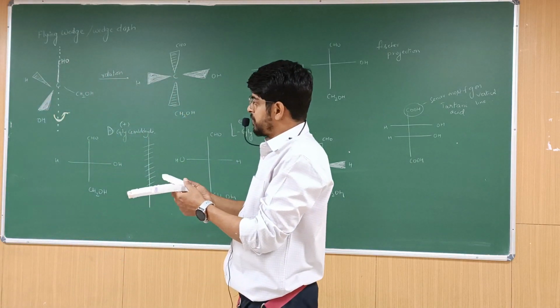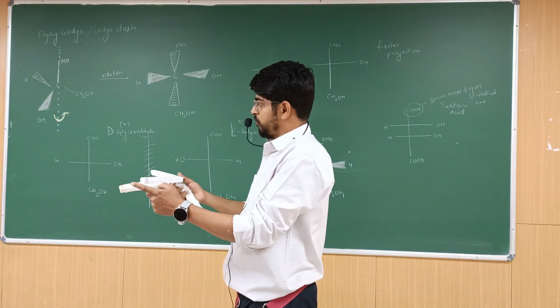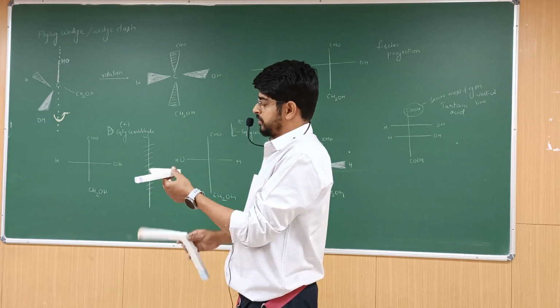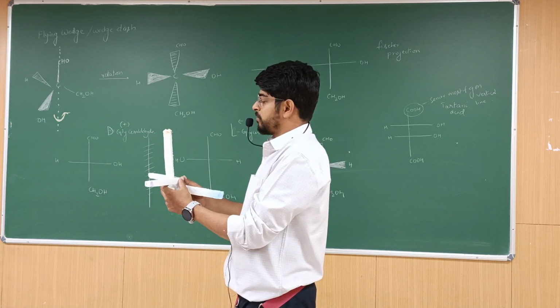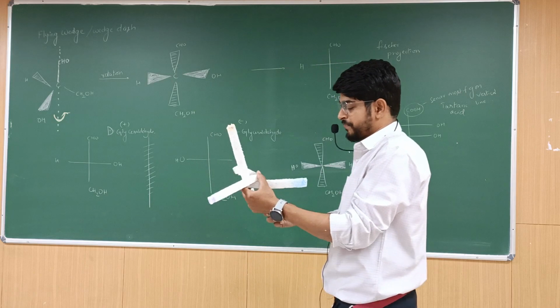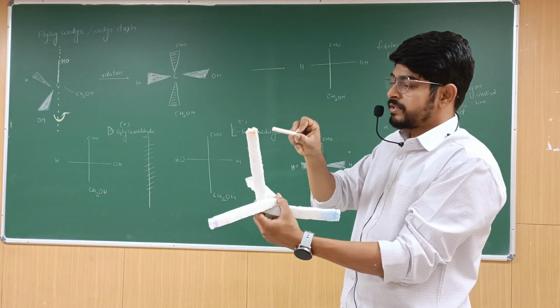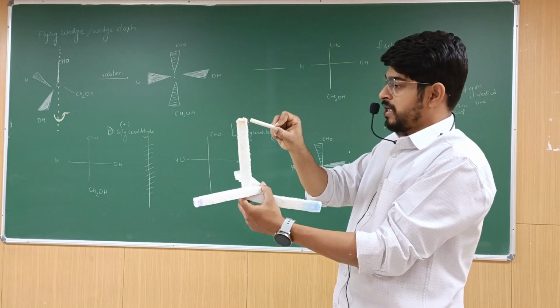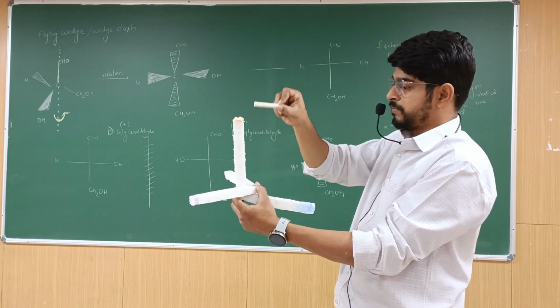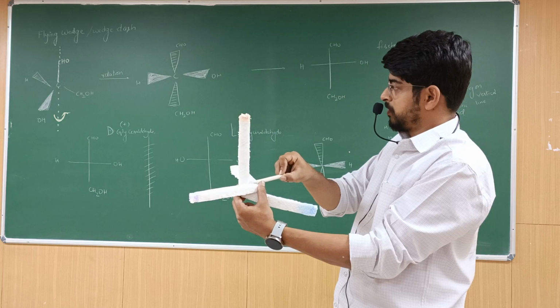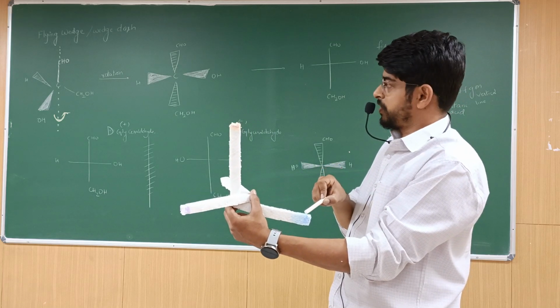So let me make it first OH and H. So this will be CHO and CH2OH. Let us see it this way. So this group that you are seeing here is CHO group. This is the plane of the board. So this is the central carbon atom and CH2OH group is here.